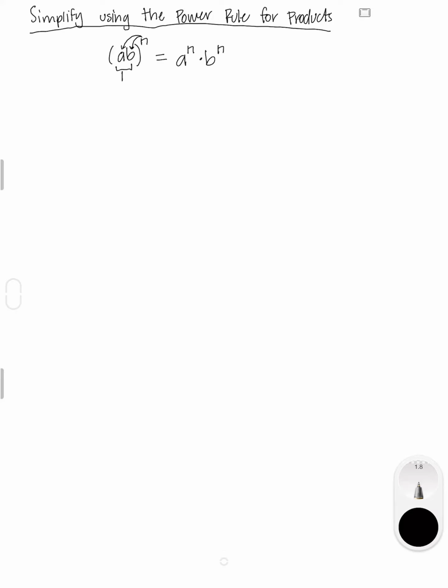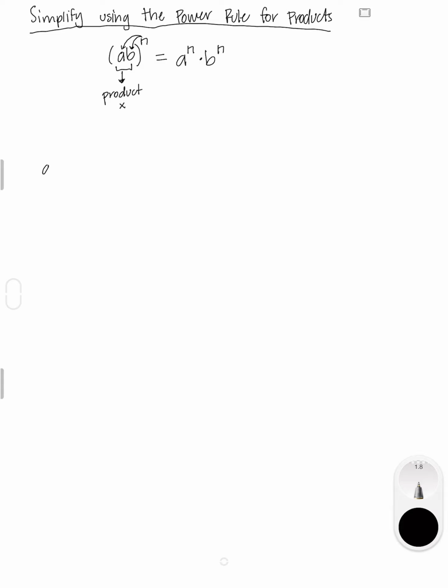So let's keep in mind that this is a product, or they are being multiplied. So if we have an addition, if we have a subtraction inside, then we're not allowed to have this. This is only for product, or we can say a division, which is a fraction. So we're only allowed to use this when this is a product.